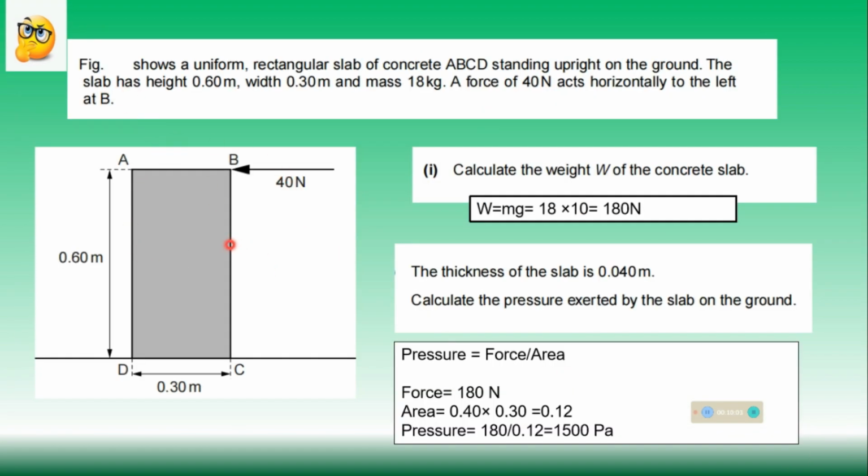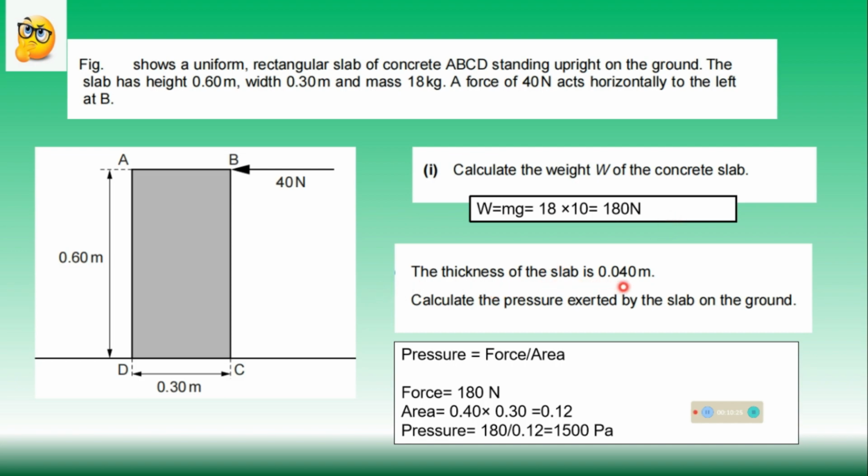This figure shows a uniform rectangular slab of concrete ABCD standing upright on the ground. The slab has height 0.60 meter, width and mass. A force of 40 Newton acts horizontally to the left at B. Calculate the weight W of the concrete slab. So W is equal to M into G, which is equal to 18 into 10, 180 Newton.